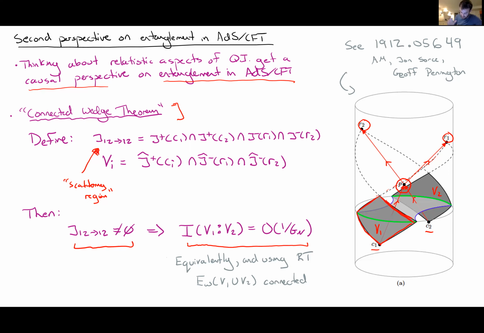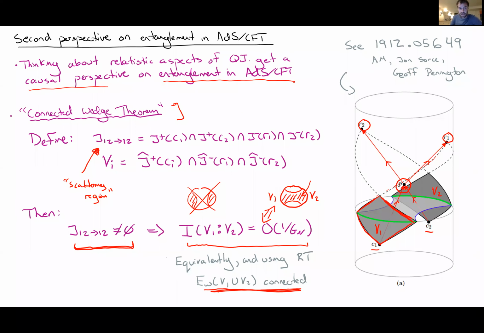Okay. So that's what the theorem says. There's another way to understand this, but just noting that this mutual information being large is equivalent to the Ryu-Takayanagi surfaces for V1 and V1 union V2 sitting this way. So the entanglement wedge of V1 union V2 should be this connected region in here, as opposed to being this disconnected surface like this. So you can also say this scattering region being not empty means that this entanglement wedge is connected.